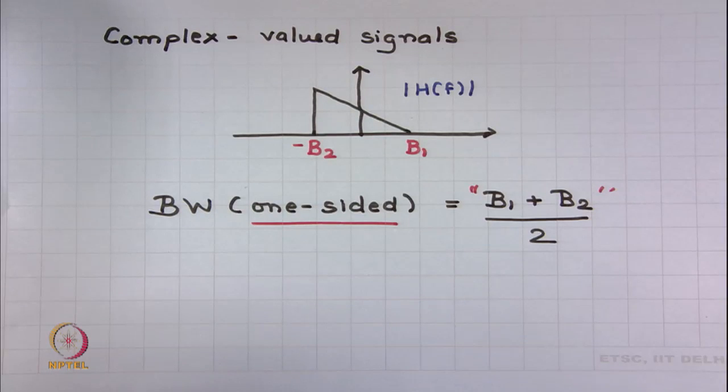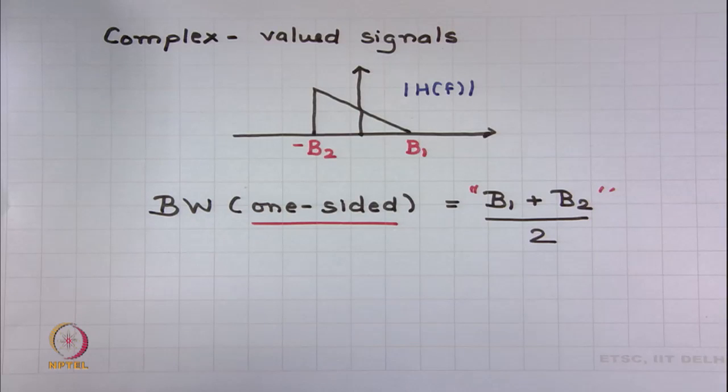So, this is the definition of one sided bandwidth in case of complex valued signals. And as I have stated before, when we are just given bandwidth, by custom we consider bandwidth as one sided bandwidth. So, if nothing more has been specified about the bandwidth, whether the bandwidth is one sided or two sided bandwidth, it is a good bet to consider the bandwidth as one sided bandwidth.